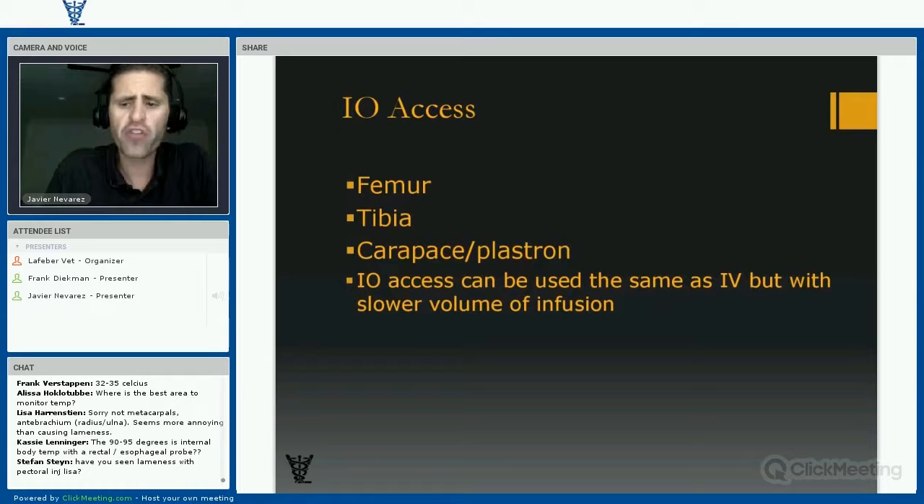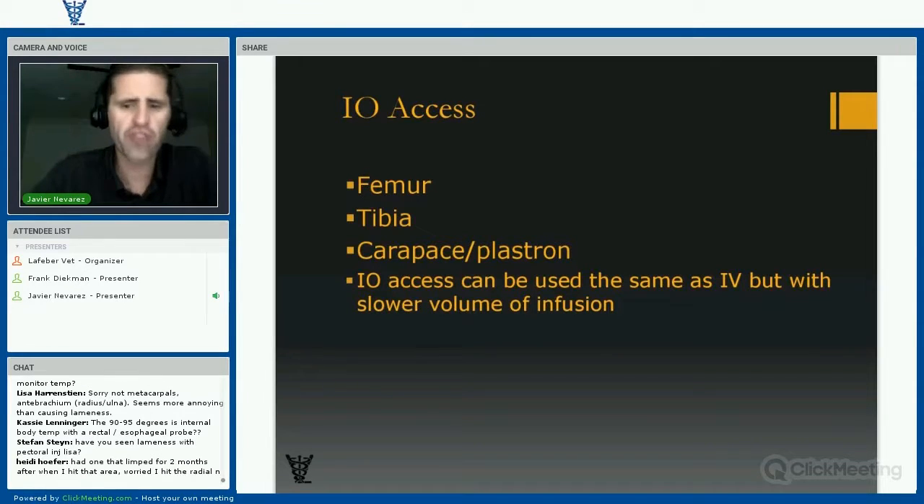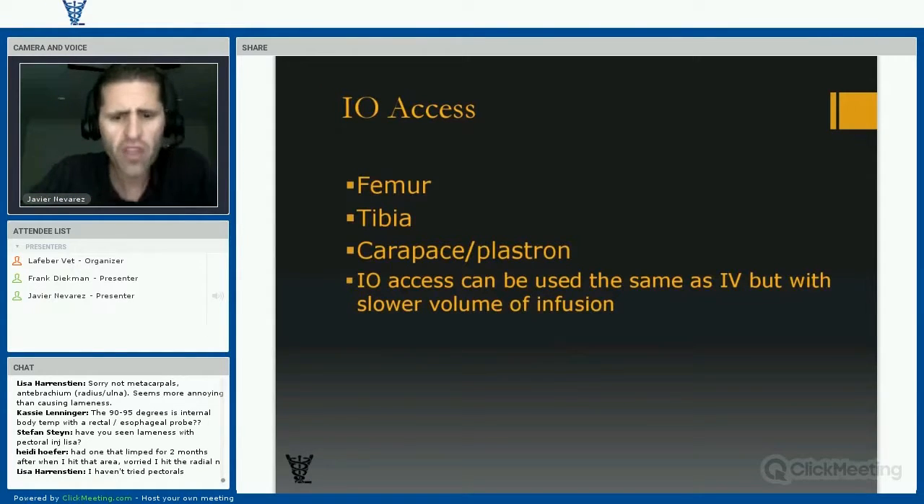In the absence of an IV catheter, you can use the IO catheter, intraosseous catheters. We do this a lot in reptiles. This is something that we really do quite a bit in our practice. You can do femur, you can do tibia, you can do carapace or plastron. In some situations, you can even do humerus.